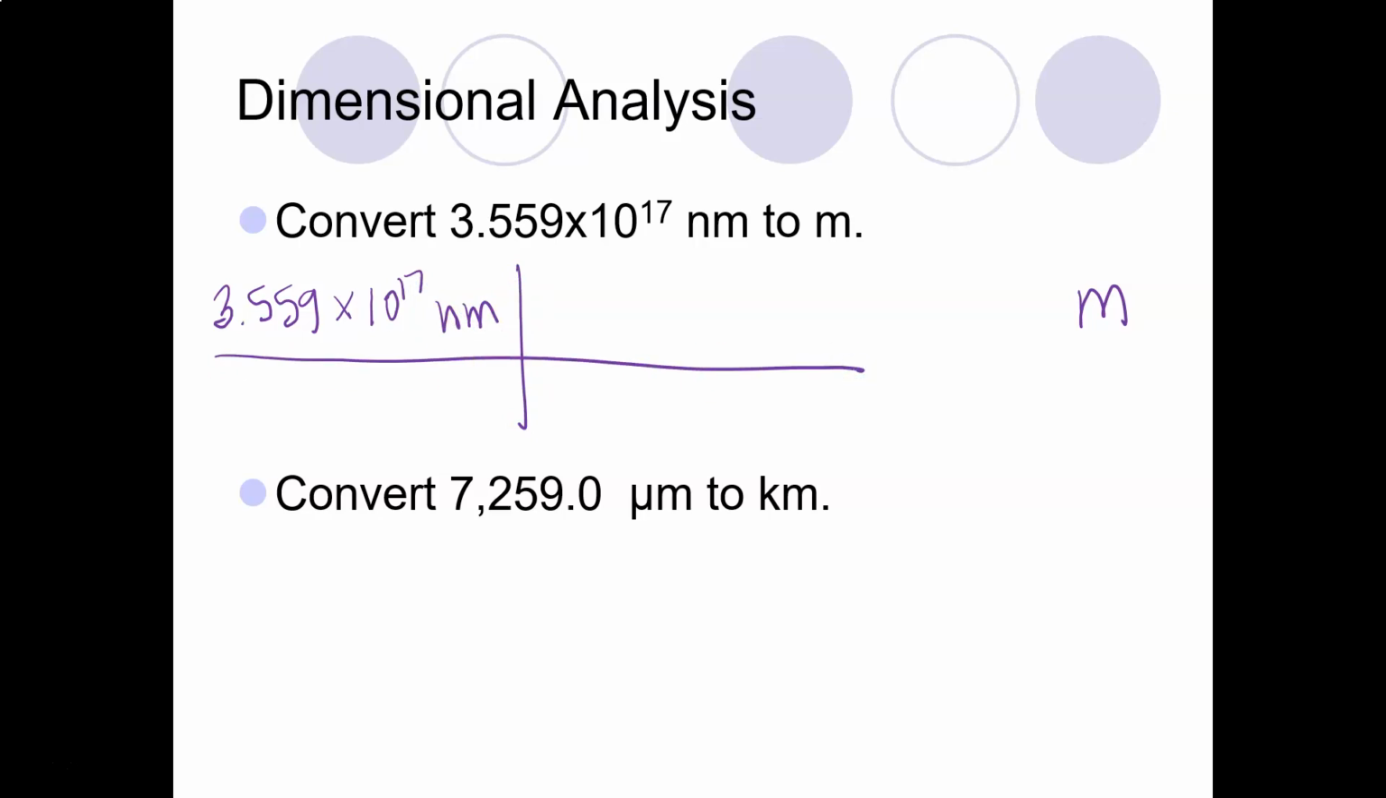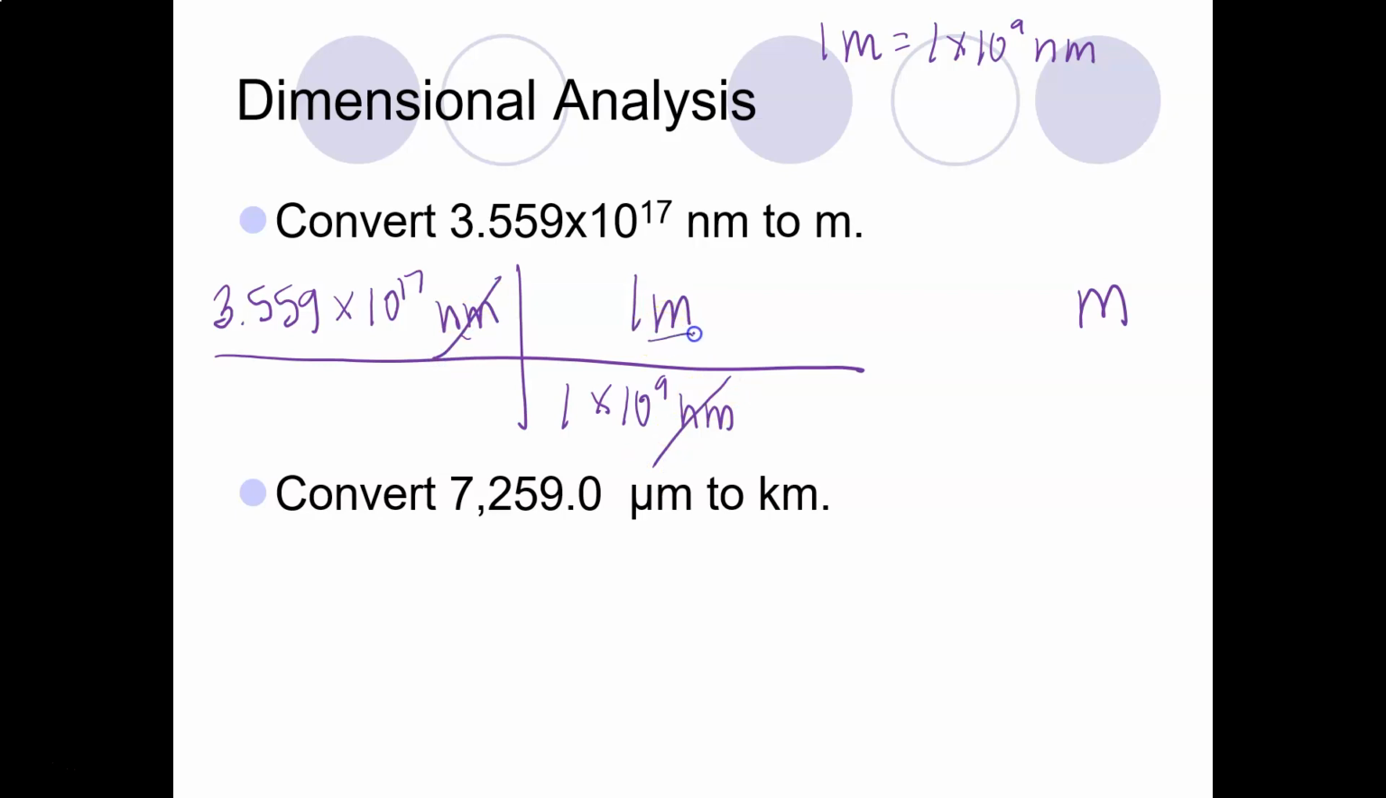Well, I need to have a unit factor, and it wasn't given in the problem. There's your hint that it's from the metric prefix table. So on the metric prefix table, 1 meter is equal to 1 times 10 to the 9th nanometers. So now I need to put that as a unit factor, as a fraction, and I need the nanometers to go on the bottom. So 1 times 10 to the 9th nanometers goes on the bottom, 1 meter goes on the top. I'm going to cancel out nanometers.